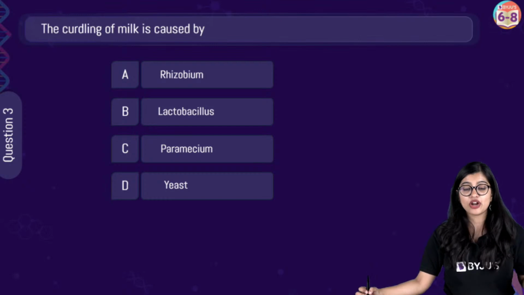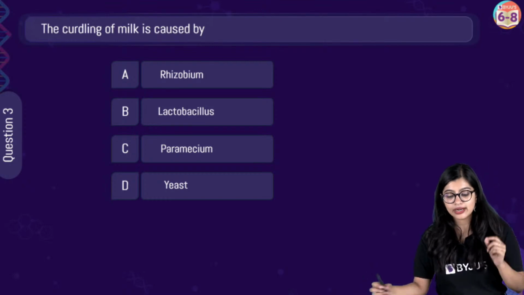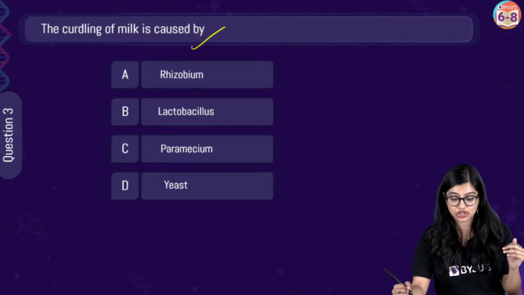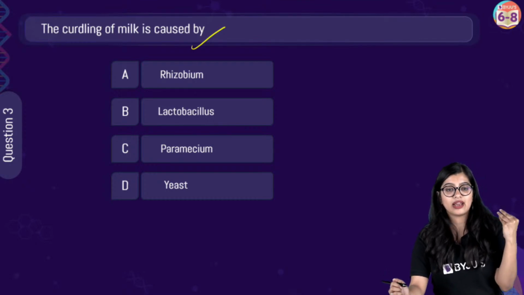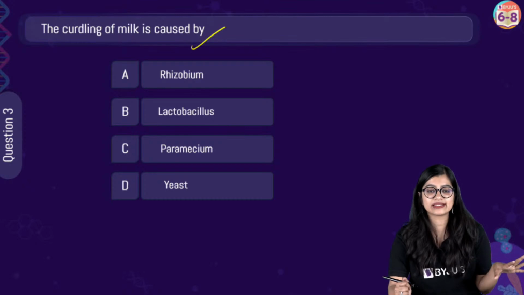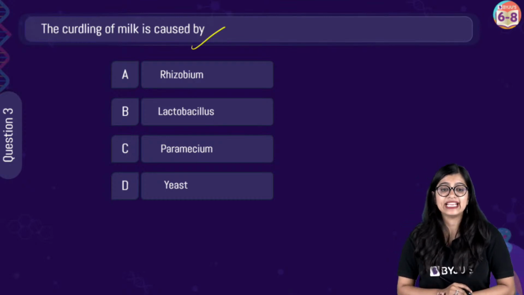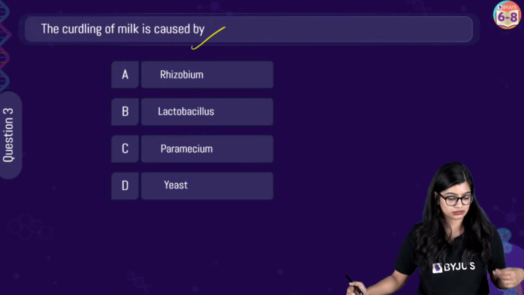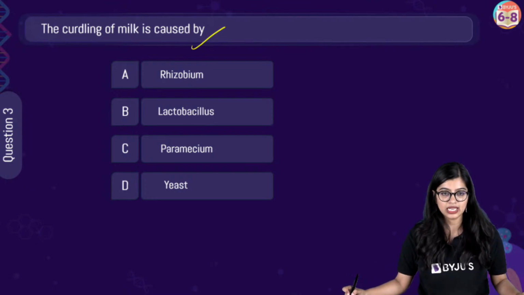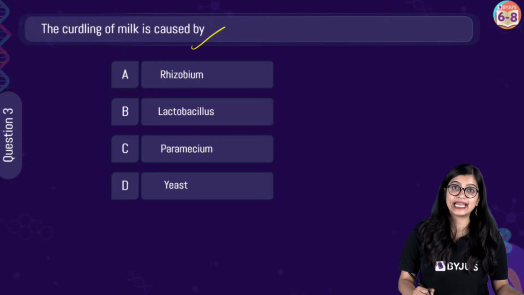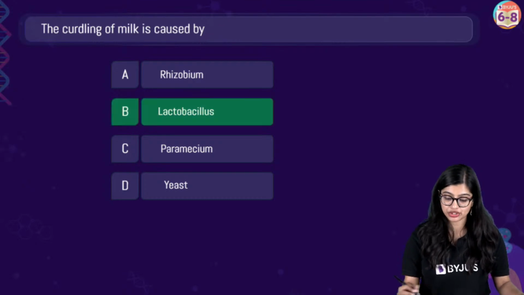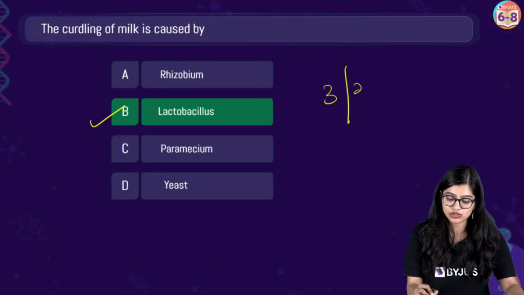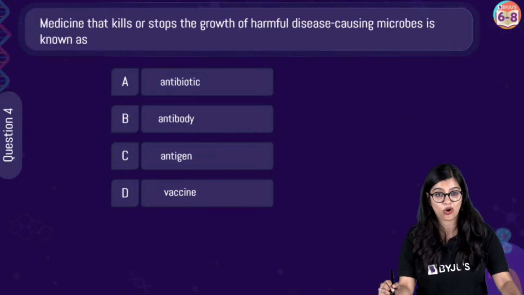Moving on to question number 3. Curdling of milk is caused by what? Rhizobium, lactobacillus, paramecium, or yeast? Super easy question. Yeast is not a virus, yeast is a fungus. Very easy. Curdling of milk, which results in the formation of curd, is because of lactobacillus. Very good, students. 3 out of 3 for all of you.